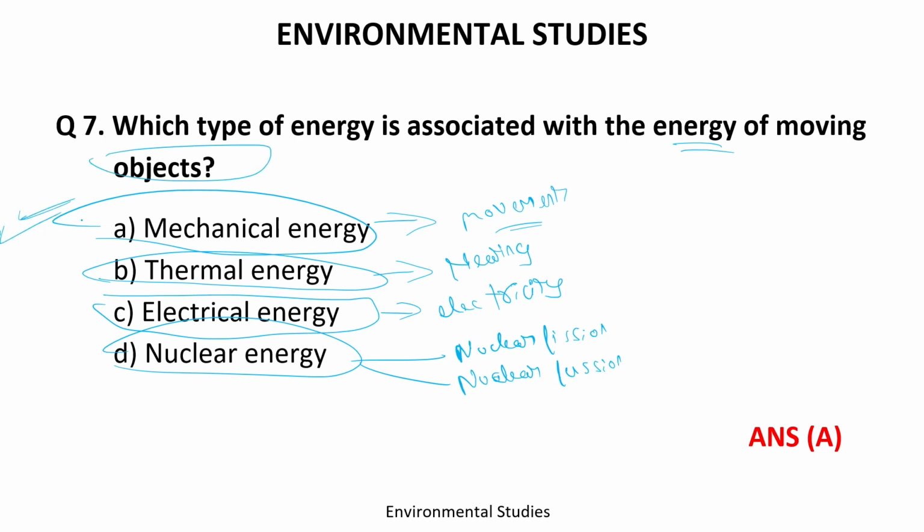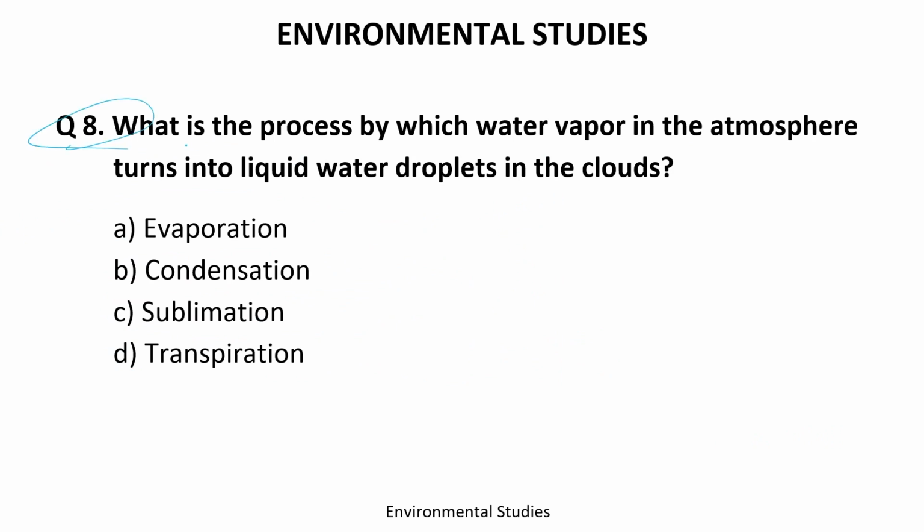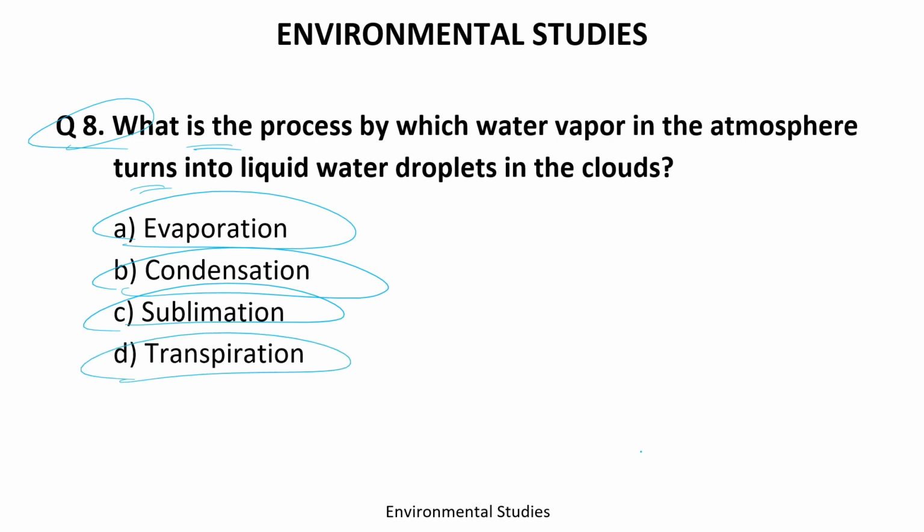All right. Eighth question we have. What is the process by which water vapor in the atmosphere turns into liquid water droplets in the clouds? Evaporation, condensation, sublimation, transpiration. 30 seconds you have to think and answer.